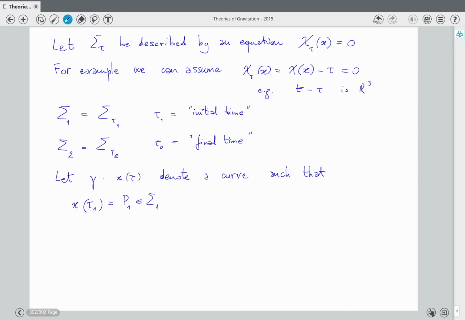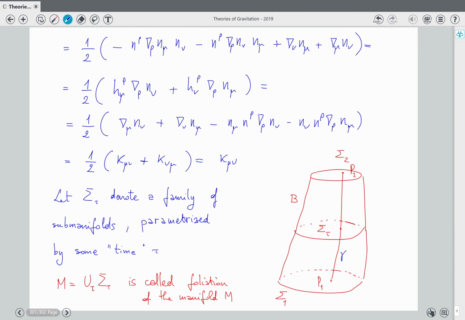At final time it is a point of sigma 2, and at every time it is a point of sigma tau for every tau. So a curve that intersects the manifold sigma in one and only one point for every tau. And imagine that you do the same for every point of sigma 1.